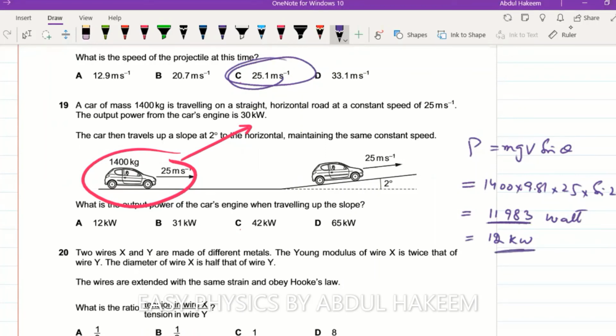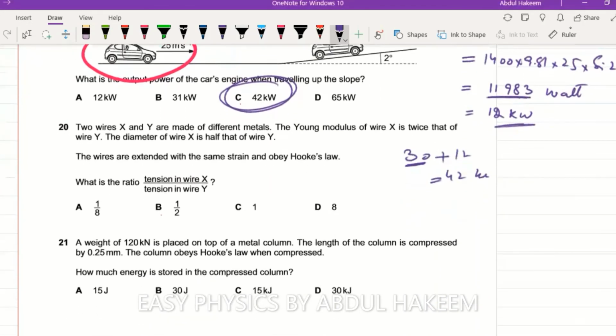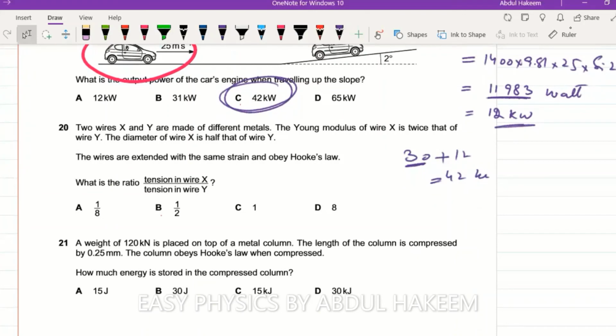So the total power, now at this stage, the initial power is 30 kilowatt. Now the extra power for the slope is also required. So 30 plus 12, it is 42 kilowatt. So the answer is C. Now move to the next question.